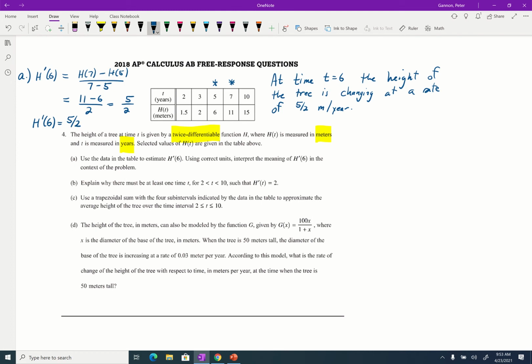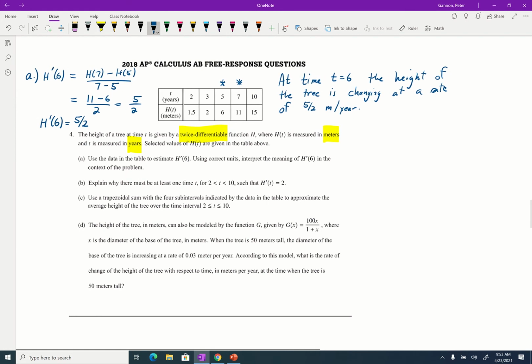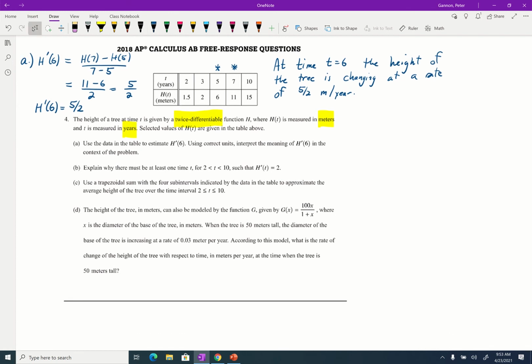All right, now if we want to take a look at part B. Part B says, explain why there must be at least one time t for t greater than 2 and less than 10 such that h prime of t equals 2. All right, so I'm trying to think here. We're trying to show the derivative equals a certain value. In my mind, the only thing we really have to help us with that is the mean value theorem, which says that if a function is continuous and differentiable, then the average rate of change is equal to the instantaneous rate of change at some point on that interval.